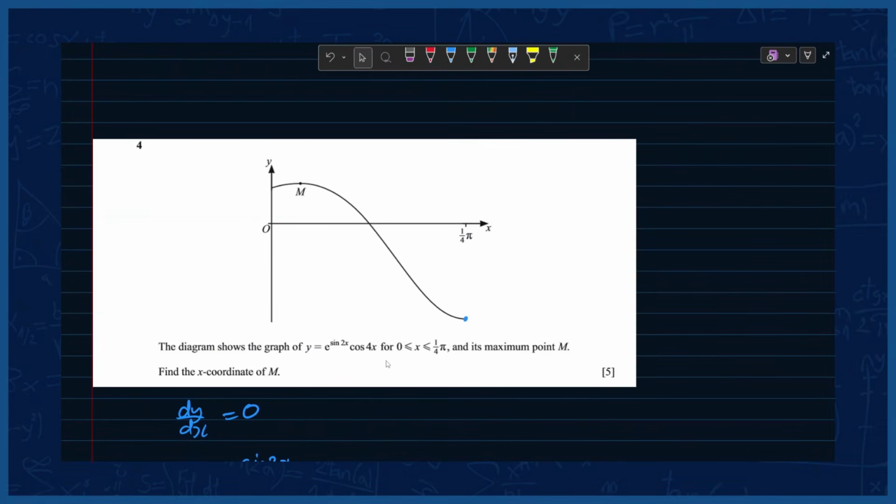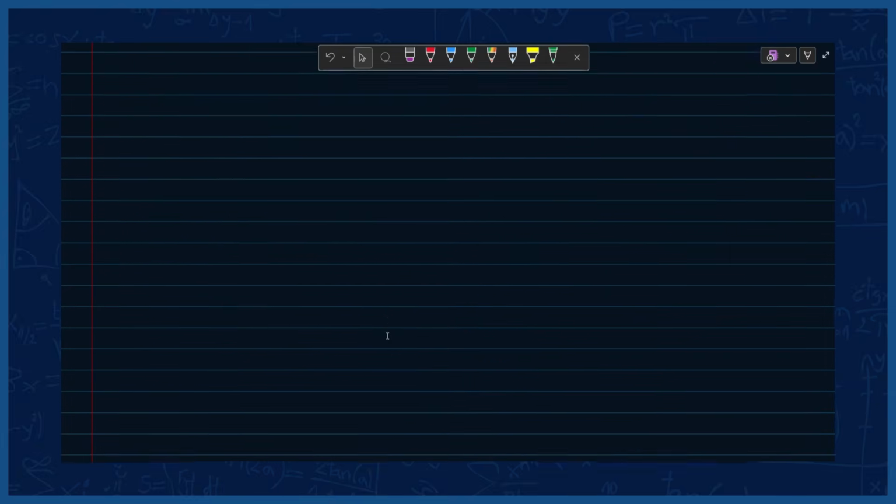We know that x is between 0 and a quarter pi. If you punch a quarter pi into your calculator, you get that a quarter pi is approximately 0.785. So we've got 0.113, which, just looking at the diagram, kind of makes sense. So that is our answer.